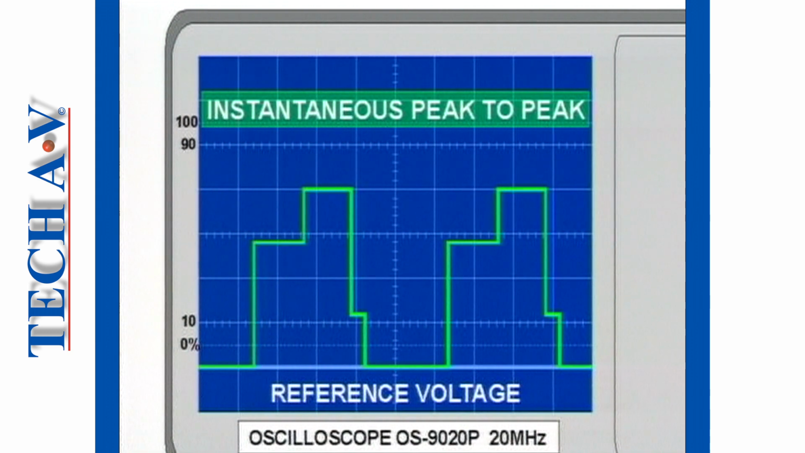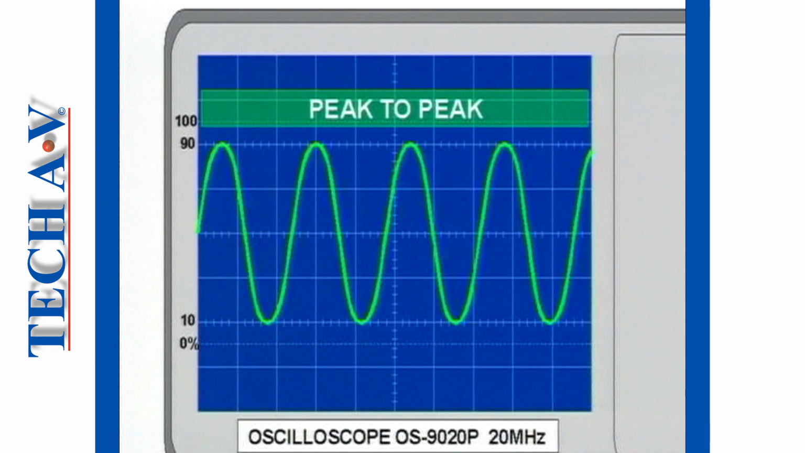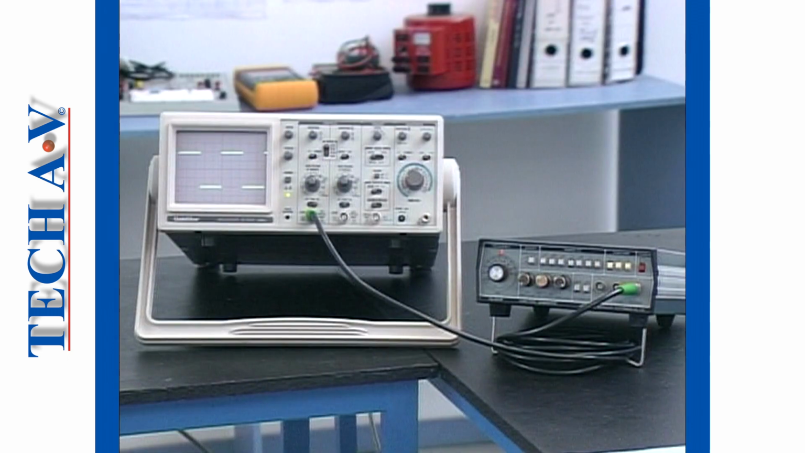Let's continue as we look at two general types of voltage measurement, namely instantaneous values, where the exact voltage is measured from each and every point with respect to a ground reference, or peak-to-peak values, where the total amplitude between two extremes is measured without regard to a polarity reference. This is the operating procedure when taking an instantaneous voltage measurement.